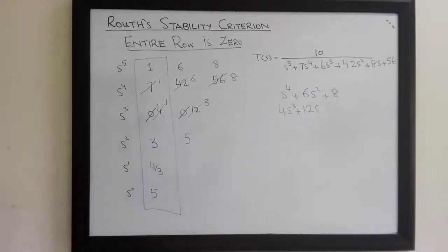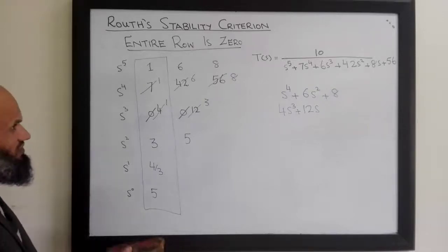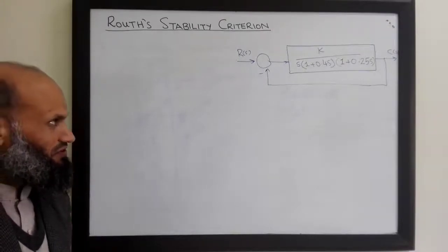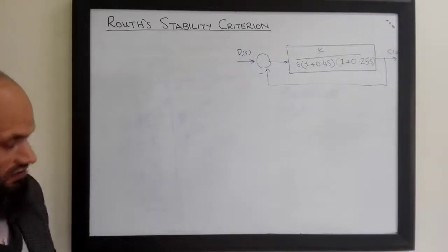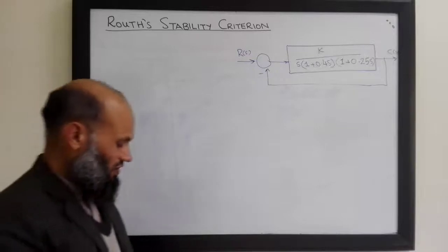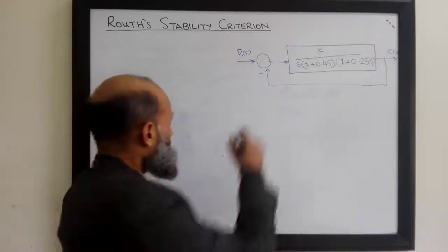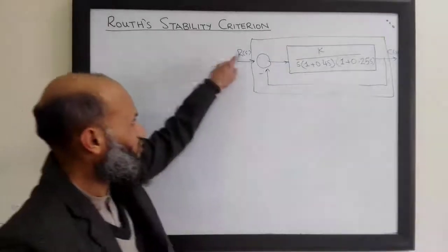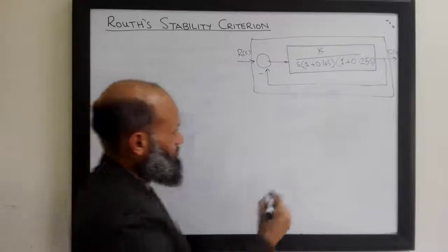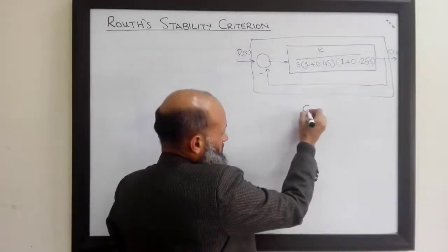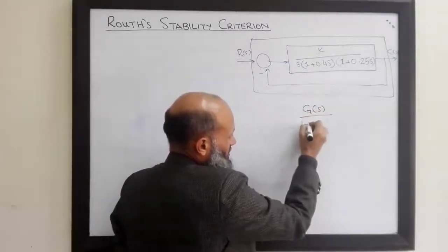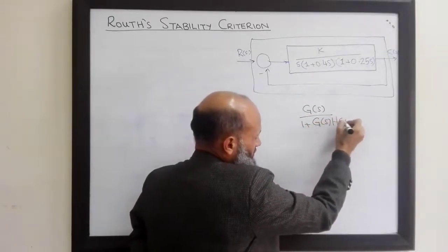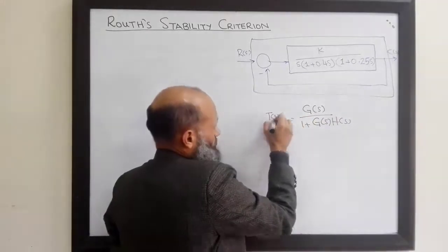Another example to demonstrate the application of this Routh criterion. So we have this system and we want to determine its stability. Remember that whenever you want to determine stability or transient characteristics of a system, you always find the closed loop transfer function, that is the transfer function from input to the output. You remember the approach? The closed loop transfer function is the forward transfer function divided by 1 plus the forward transfer function into the transfer function in feedback.